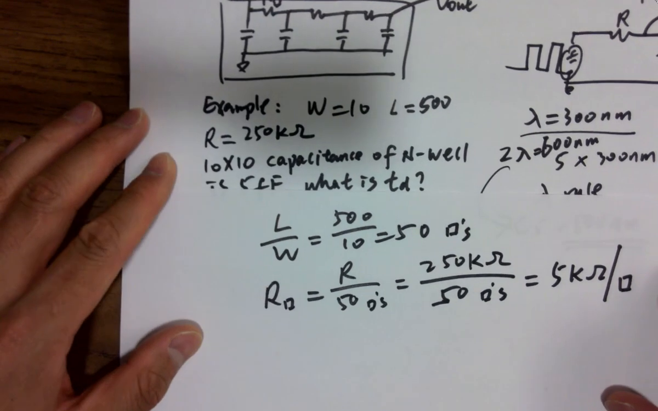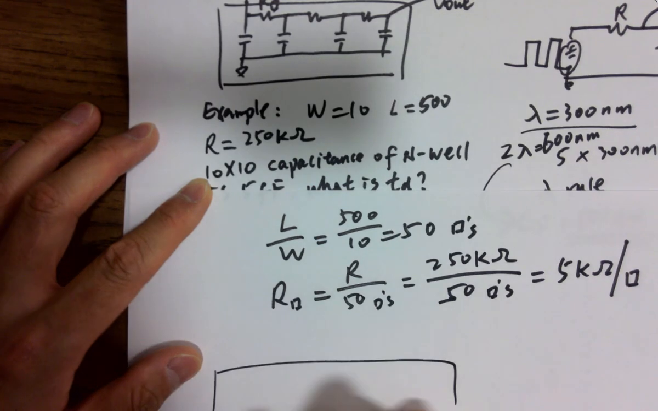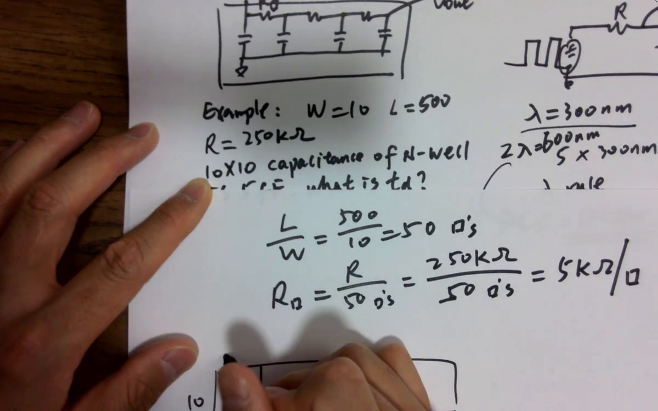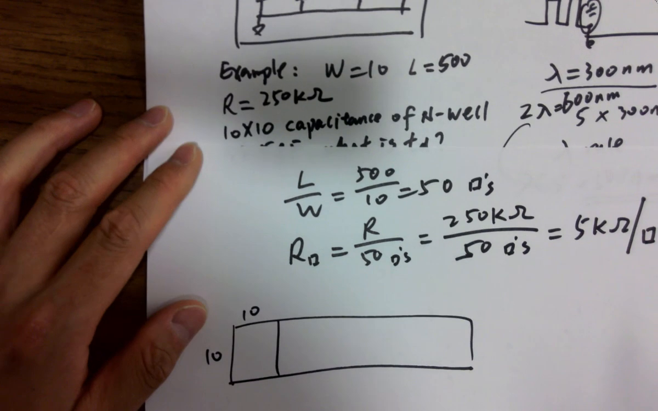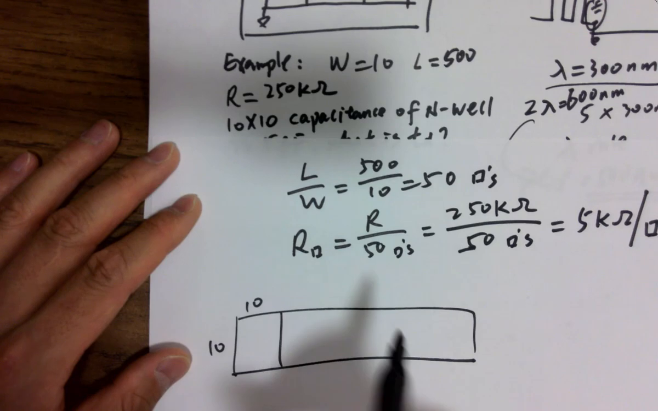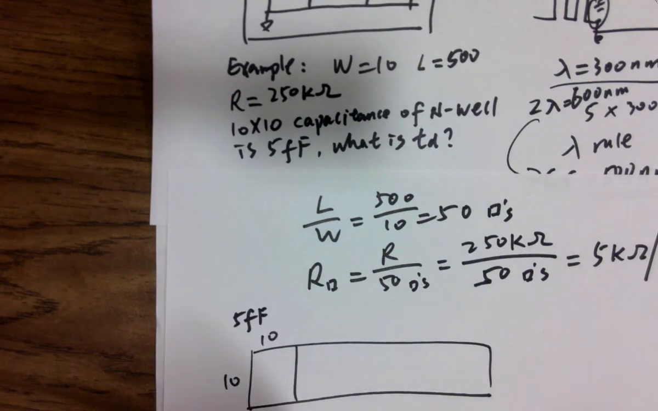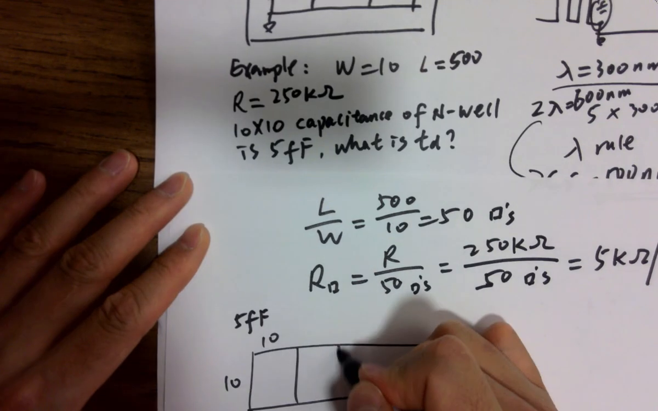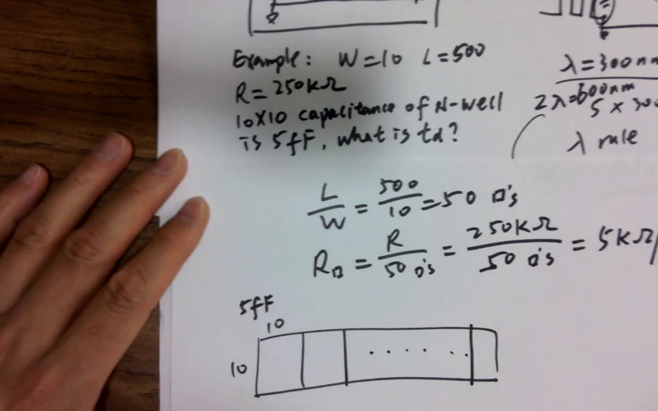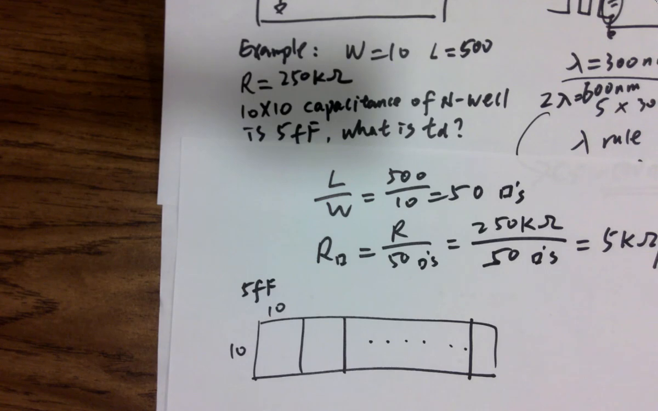And it's telling you that 10 by 10. Because the width is 10, it's making things a lot easier. So the 10 by 10 capacitor of the N-well, the capacitance underneath that 10 by 10 piece of N-well, is 5 femtofarads. So how many squares do you have over here? 50. So should you add them together or subtract from each other for capacitance?